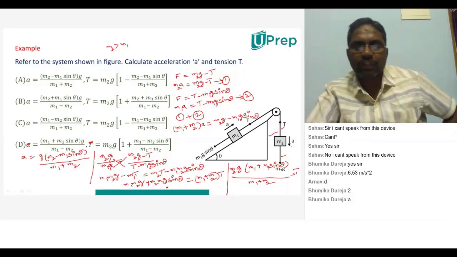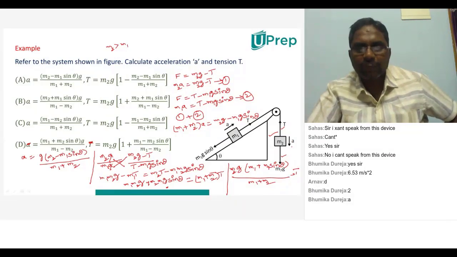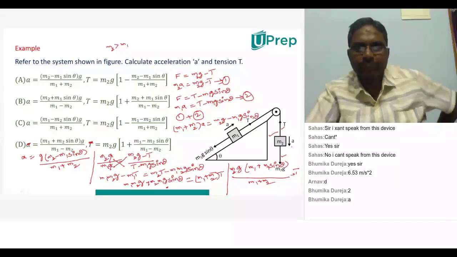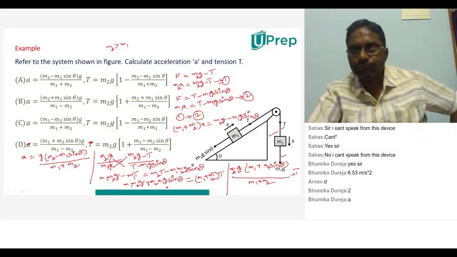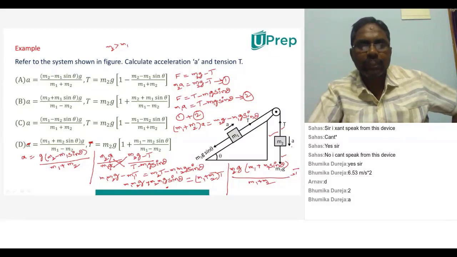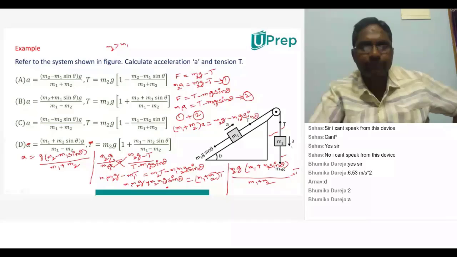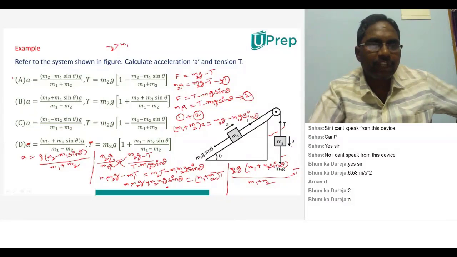Once you check whether you will get it or not for the first option, as m1 sin theta is there, and in option C m2 sin theta is there. Once you check, isn't it, Arnav? Yes, sir. Then what will be the right option? A will be the right option.